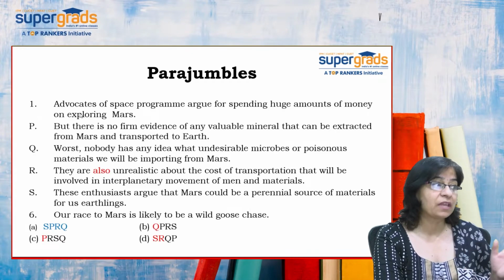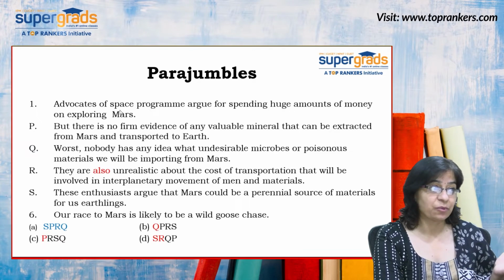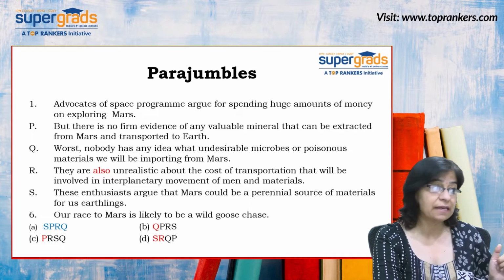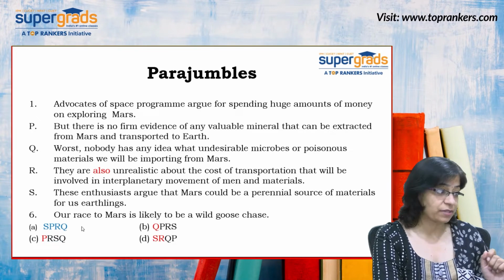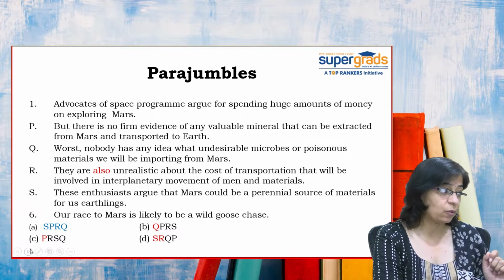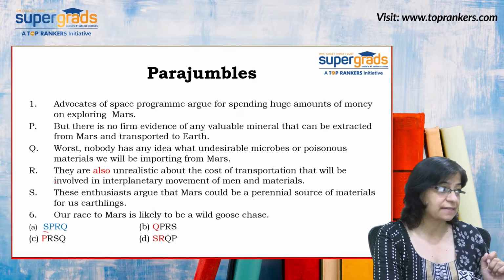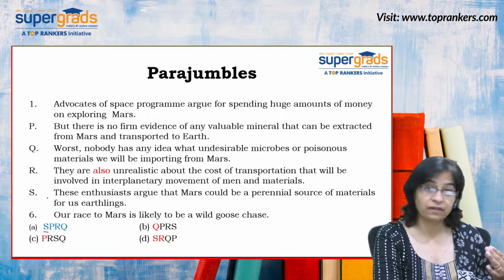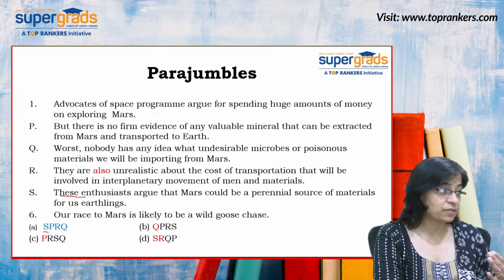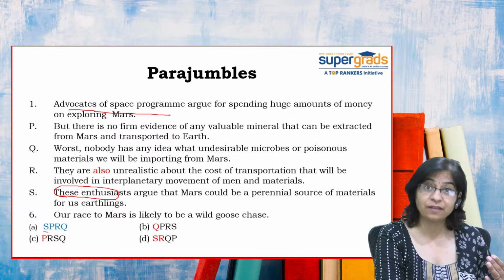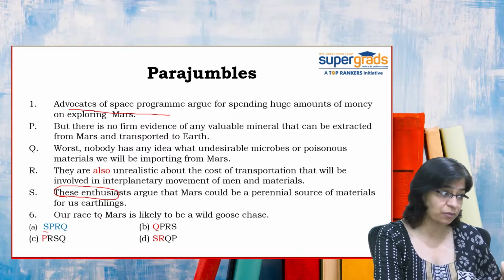Now see, advocates of the space program argue for spending huge amounts of money on exploring Mars. That's the first sentence, which is fixed. Now let's look at the answer choices. Let's say if I begin with option A, beginning with S. Let's see if this will fit in there. These enthusiasts. Now, what are we referring to when I say these enthusiasts? Advocates of the space program, right? So, looks good. Let's put this on hold.